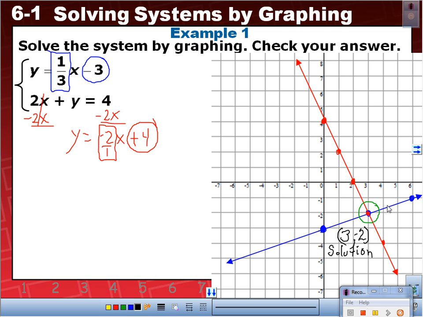Are we there so far? Step 1, solve for y. Yes. Step 2, graph our equations. Yes. Step 3, identify the point of intersection of the lines. Yes. Step 4, check your solution and write a statement. Let me check my solution. Pens down, and then I'll ask you to copy. Here we go. To check my solution is this.